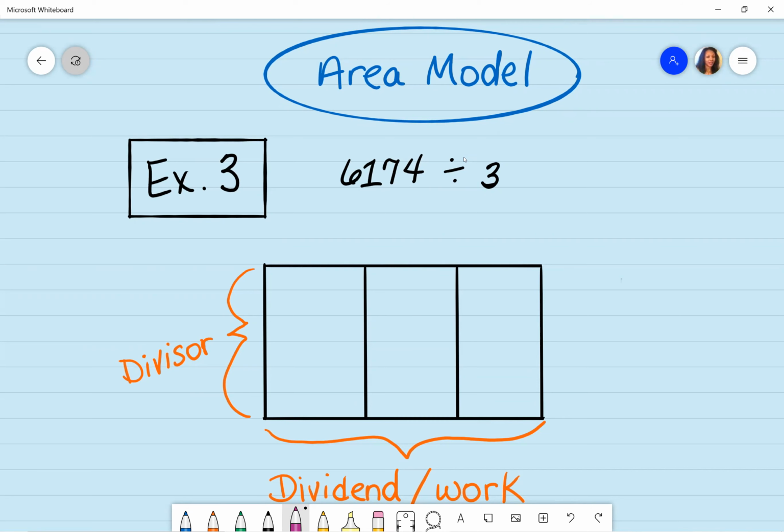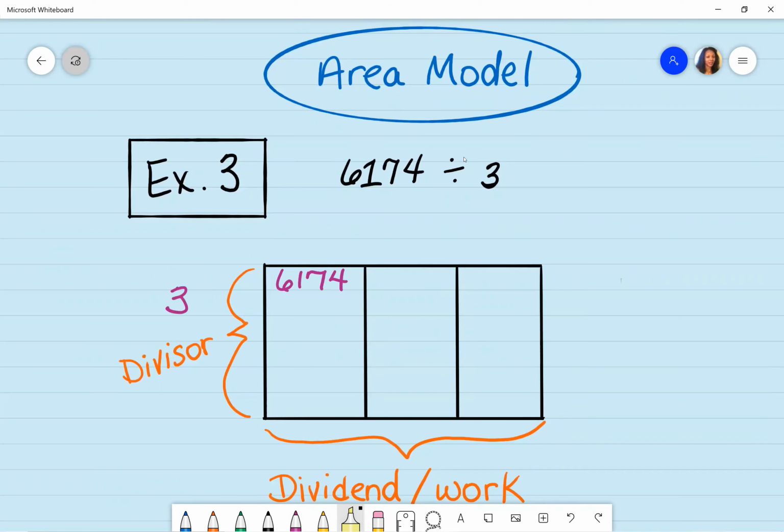Okay, for the area model, you want to draw a box. Some people draw it in advance and some people just draw it as they go. I've already labeled on the outside what goes where. So the divisor is what? The divisor would be 3. So that's what goes on the outside. And what's my dividend? 6,174. So that's going to go here.